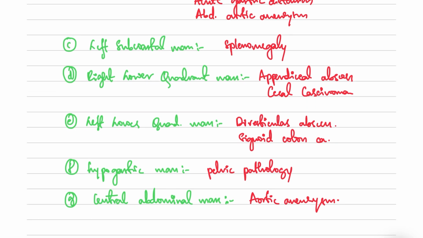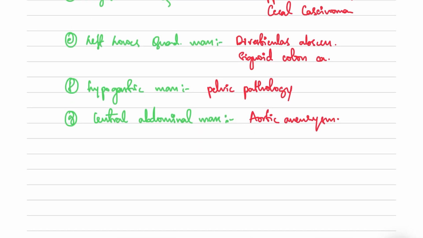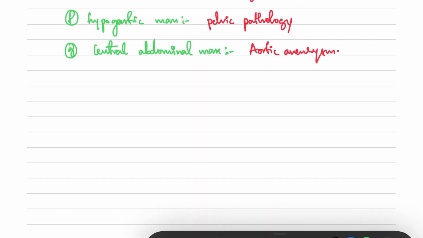So these are all the things that we look at during the inspection of the abdomen. Next, after inspection, we are going over palpation. After inspection, we have palpation.